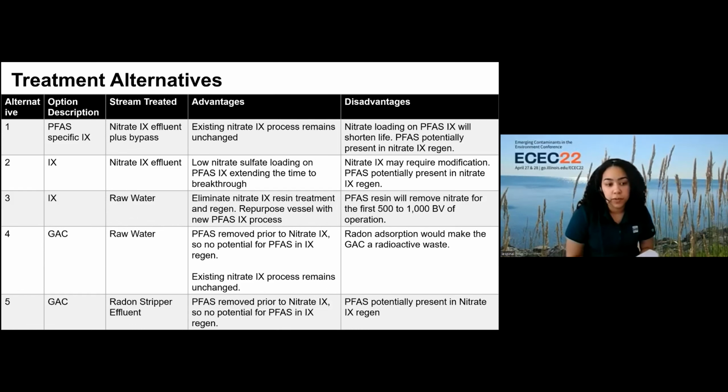Now, I can tell you right away that alternative 4 was not evaluated further when it came to the treatability testing because of the association with radon waste and potential disposal costs. And so that was not evaluated at our labs. However, 1, 2, 3, and 5 were evaluated.